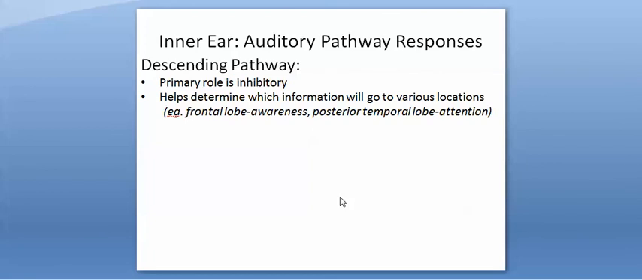Its primary role is inhibitory, and it just determines where that information should go. So should it go to the frontal lobe, in terms of really being aware of that information, or should it go to the posterior temporal lobe for attention? All you need to know about the descending pathway is that it sends information where it needs to go, and it plays a role in inhibiting that sensory information when it needs to happen.